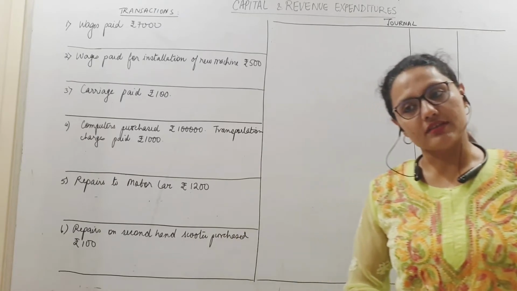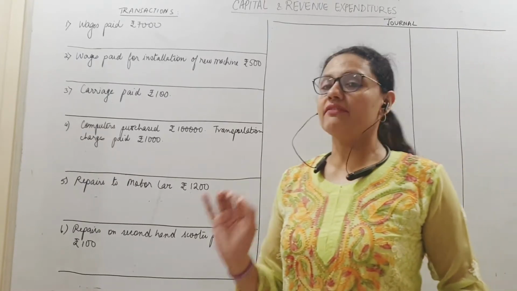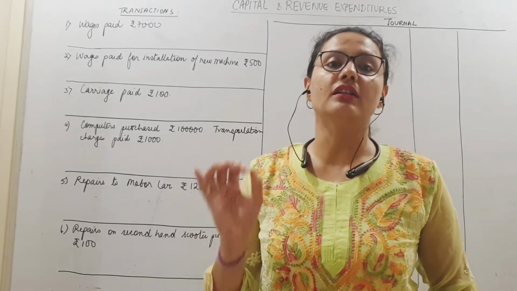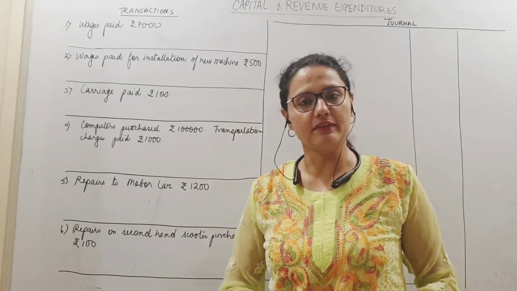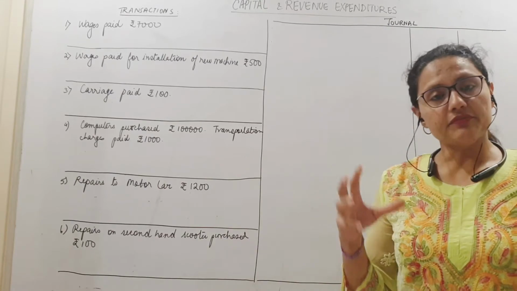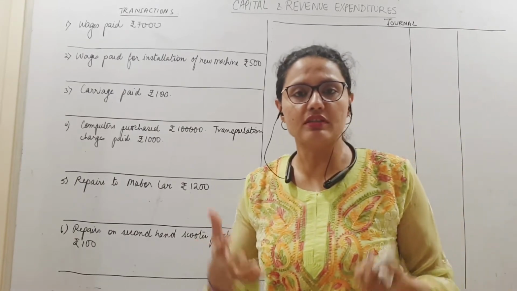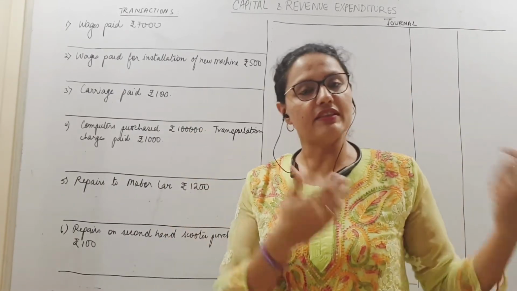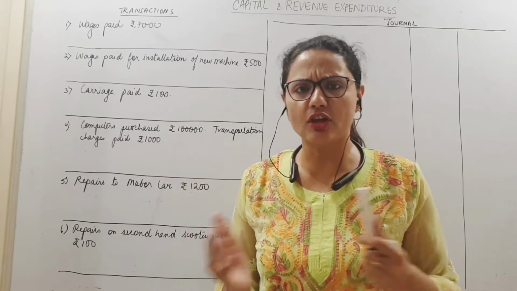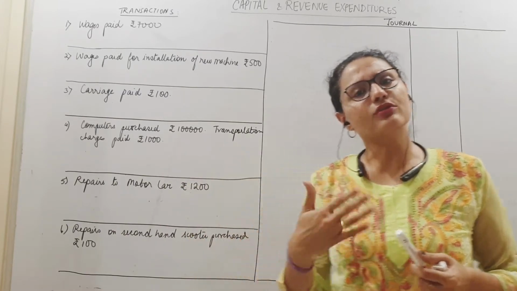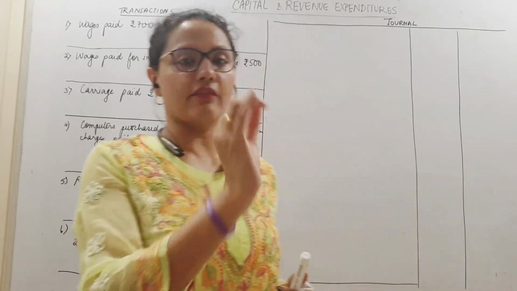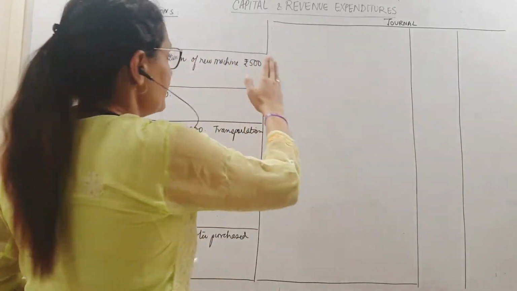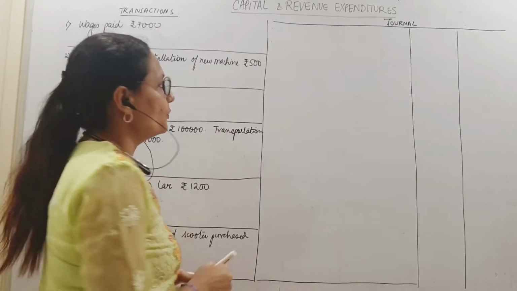So now wages are 7,000. Simply wages paid for the workers who are in the manufacturing department, right? When they are manufacturing goods, we purchase and we sell off. The benefit lasts for a short term. So this wages is also a recurring expenditure. So we recognize it as a revenue expenditure and we debit this amount to the wages account.